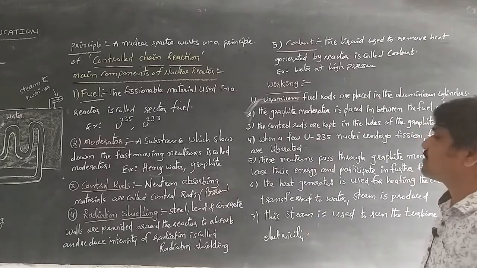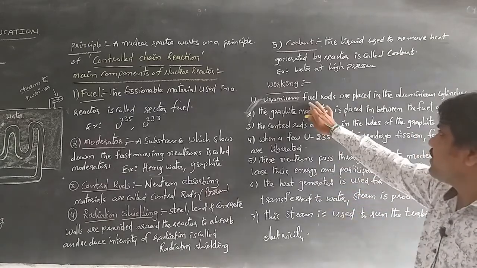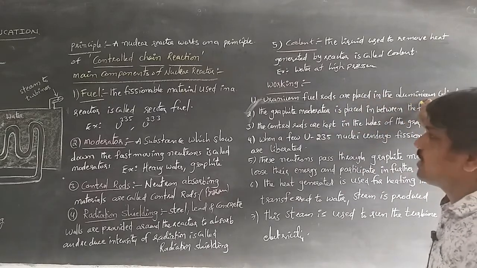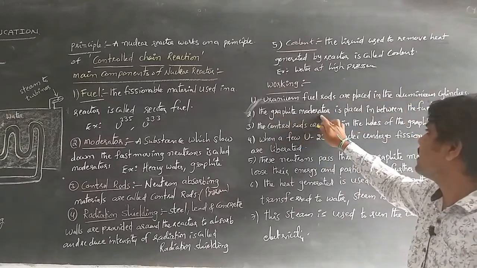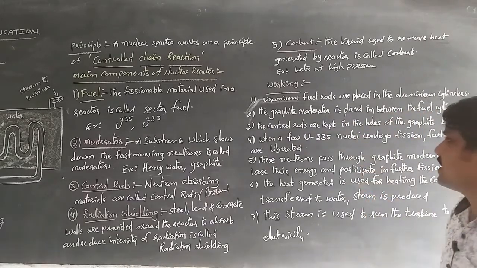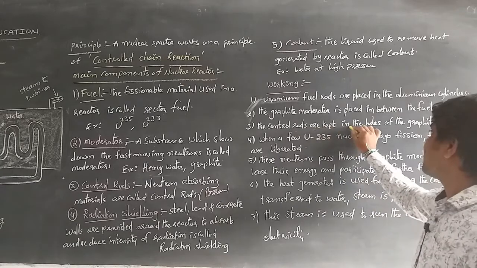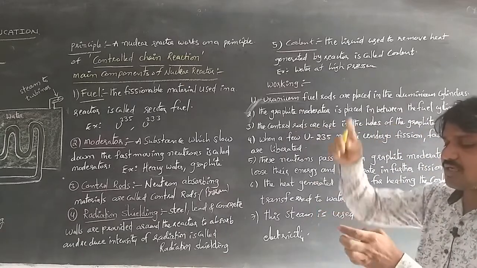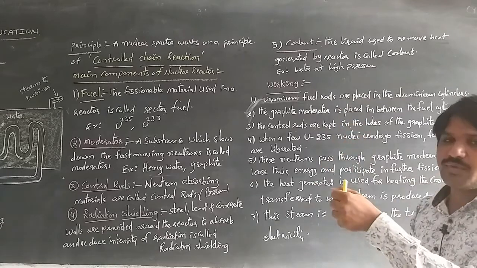So what is the working? Uranium fuel rods are placed in the aluminum cylinders. Beside that, the graphite moderator is placed in between the fuel cylinders. The control rods are kept in the holes of the graphite block, placed like this.